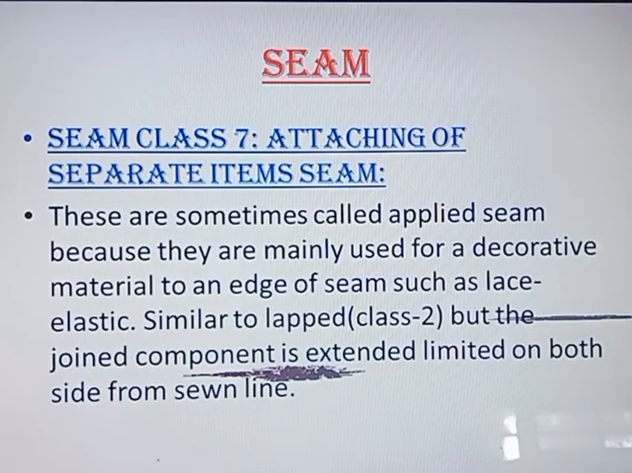Next we have the attaching of separate item seam. This is seam class 7. Sometimes it is called an applied seam because it is mainly used to attach decorative material to an edge of a seam, such as lace or elastic. This is somewhat similar to the lapped seam which was in class 2, but the joint component is extended, limited to both sides from the sewn line.